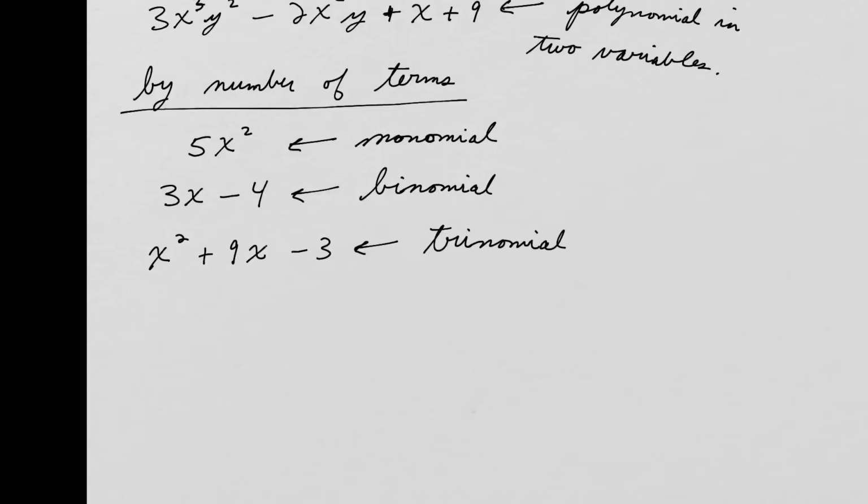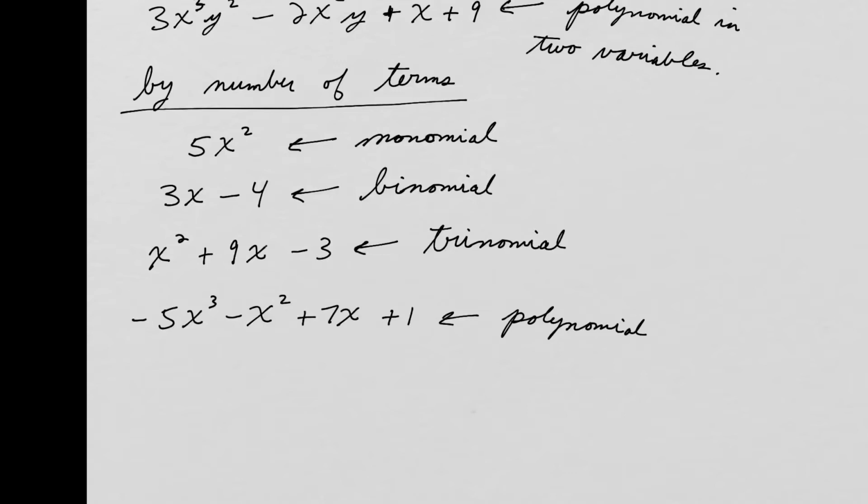And then if it has more than three terms, we don't usually use any special names for this. So let's say it has 4 terms here. We would just call that a polynomial, right? That's just a polynomial in general. Even though all these are polynomials, in particular, if it has just one term, two terms, or three terms, they have special names: monomial, binomial, and trinomial. But more than that, we just call it a polynomial.